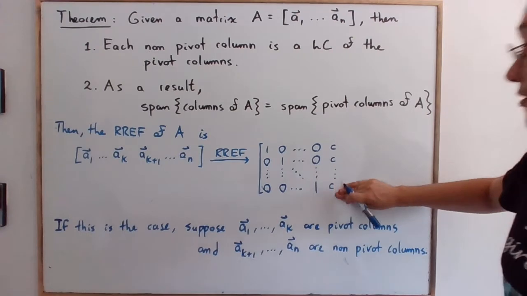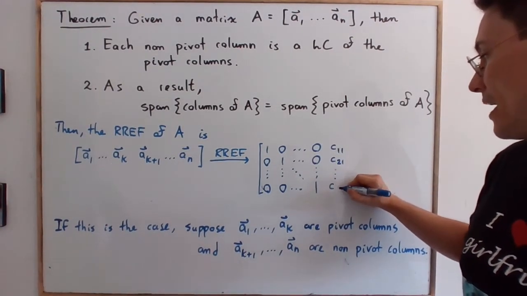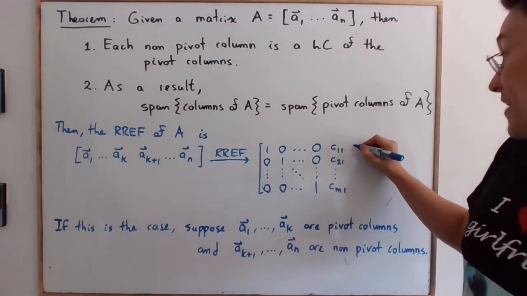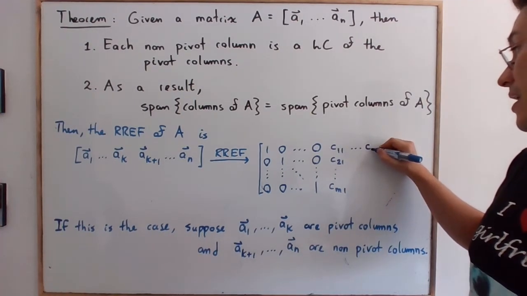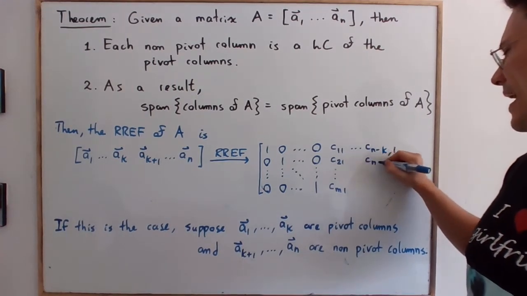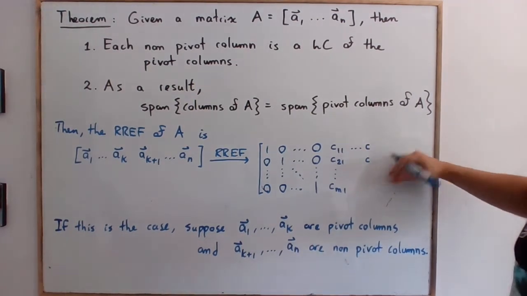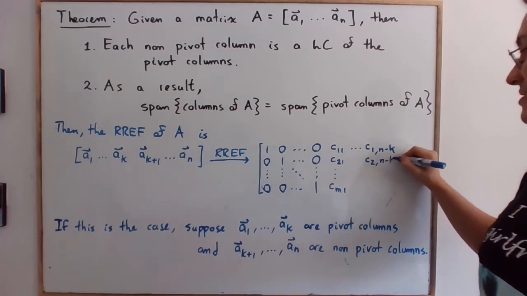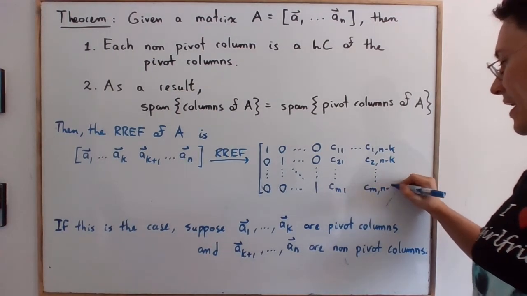Actually, I'm going to reverse these indices. I'm going to say C11, C21, and then Cm1. And then we continue like this until we get to the last column: C1,n-k, C2,n-k, and then all the way down to Cm,n-k.